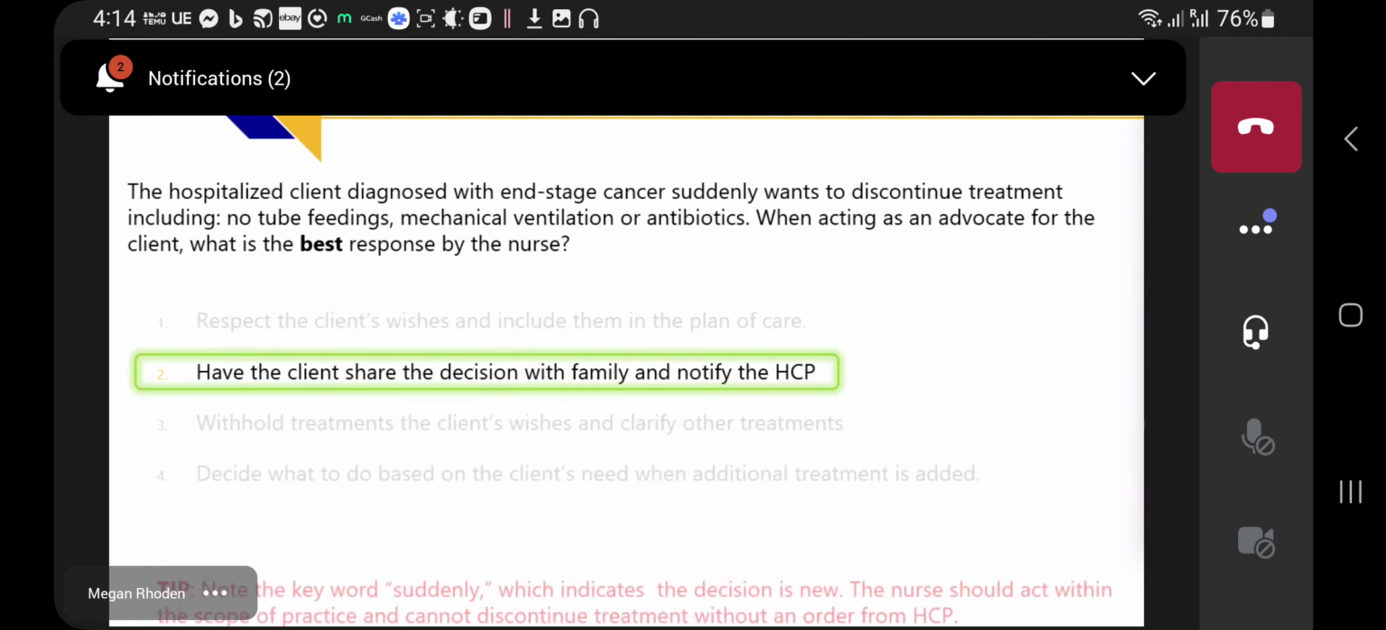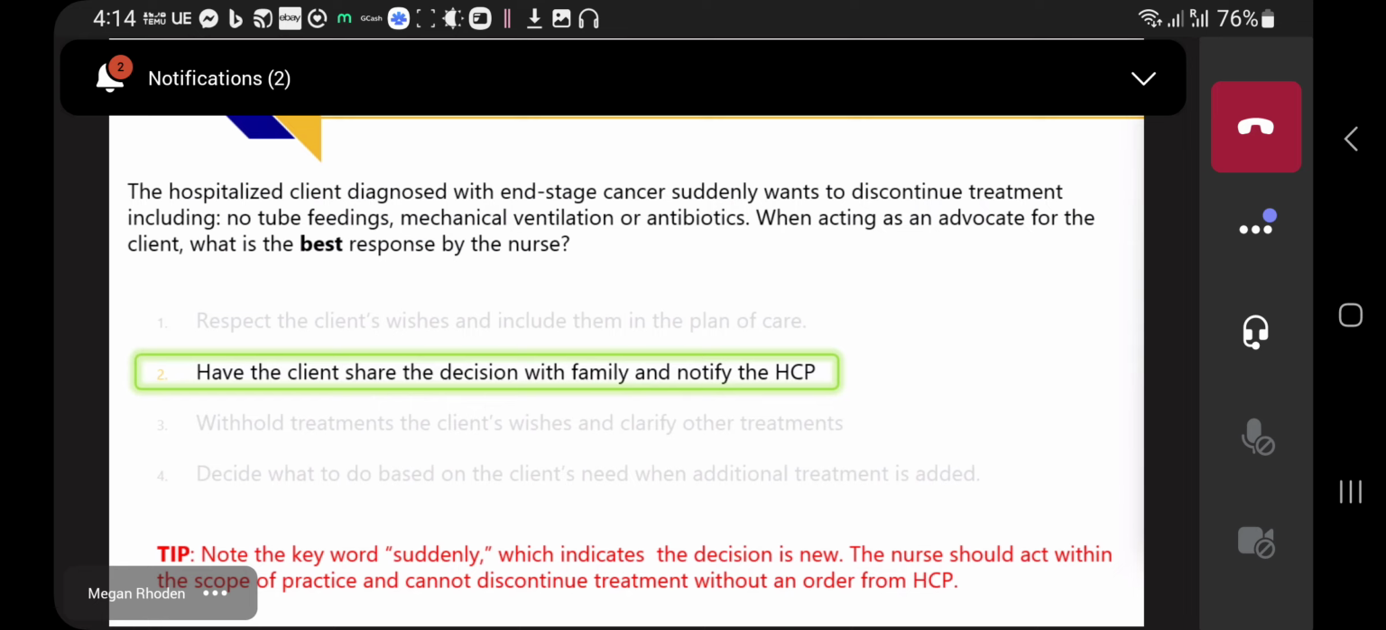Alrighty, guys, so that was 2 minutes on the clock. The majority of you guys did indeed put the right answer. Have the client share the decision with family and notify the HCP. Now, we do have a tip because it says note the keyword suddenly, which indicates the decision is new. The nurse should act within the scope of practice and cannot discontinue treatment without an order from the HCP.